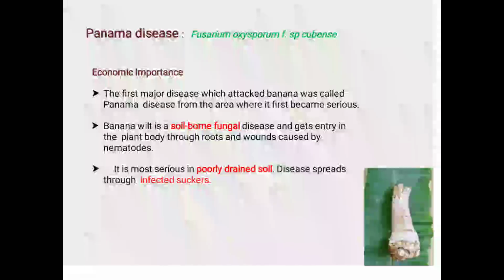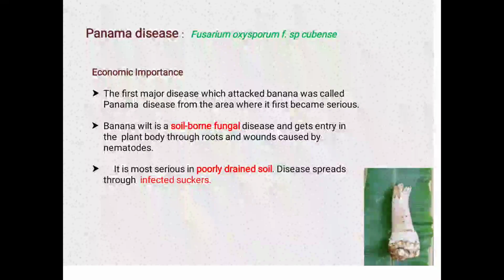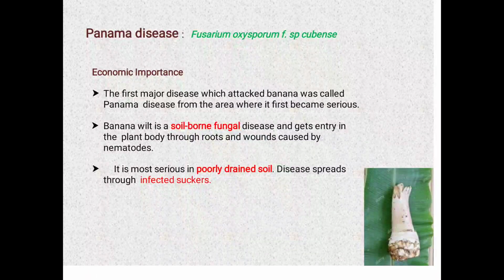Here we have mentioned the economic importance of this disease. The first major disease which attacked banana was called Panama disease. It is named from the area where it first became serious. Panama is the area where this disease first occurred. Next point, the banana wilt is a soil-borne fungal disease. Earlier I told that the soil-borne fungus Fusarium is the causal agent for the Panama disease.